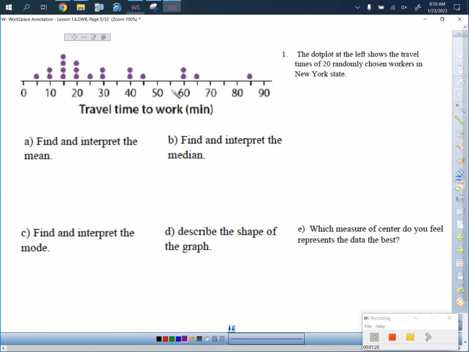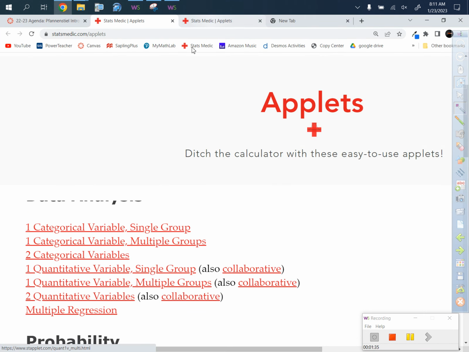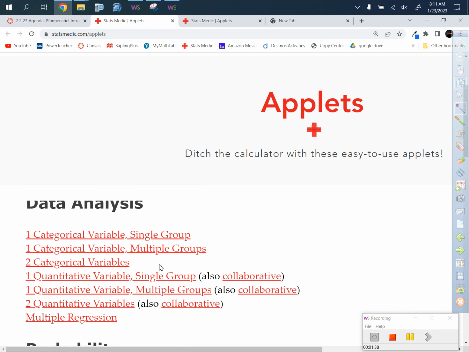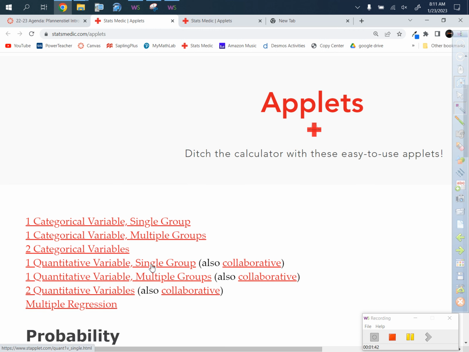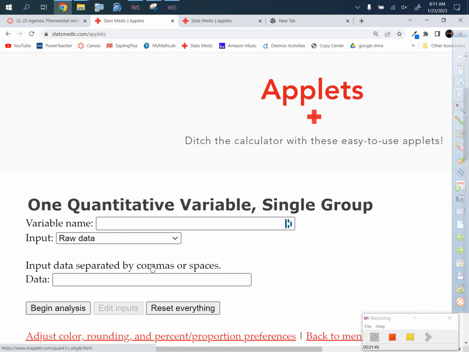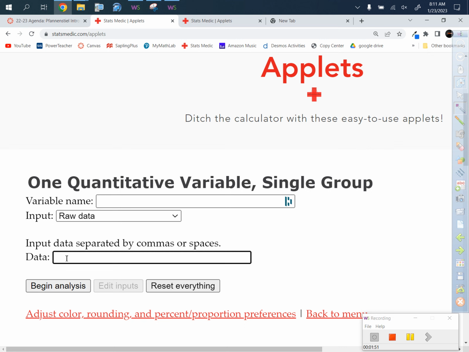So on your computer, if you'd go to the applet, we've just got to enter in all of this data. So let me get there. What you'll have to do is here you're on the applets page. You'll have to go to one quantitative variable, single group, but see, it's not collaborative this time. The collaborative is only when we work together as a class to enter data. So click that right there, and if you would go into the data portion and just type all of those in.